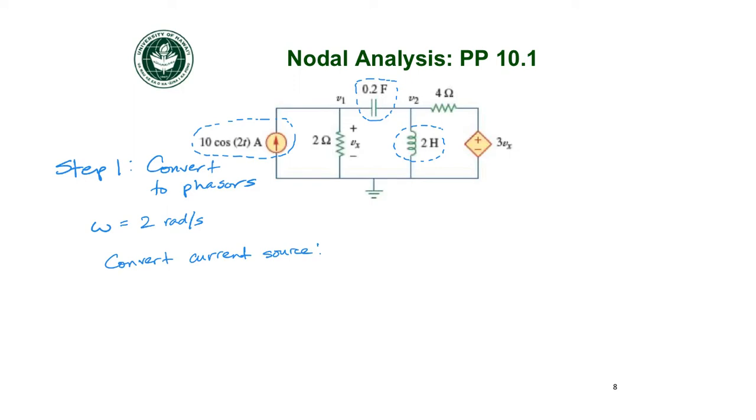So the amplitude of the current is 10 amps. We're looking at a cosine function with no phase associated with it. So the phase angle is going to be 0 degrees. And we said that has units of amps.